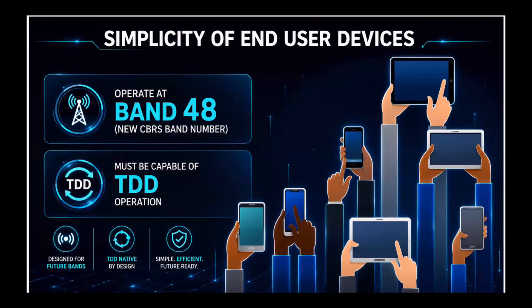Now let's talk about the end user device side. This part is actually quite simple. If a smartphone, tablet, IoT device, router, or industrial device wants to connect to the CBRS LTE network, it needs to support LTE band 48, which covers the CBRS spectrum. And because CBRS uses TDD, time division duplexing, the device must also support TDD operation. For 5G NR, the corresponding CBRS band is N48. In the case of LTE, it is called B48.